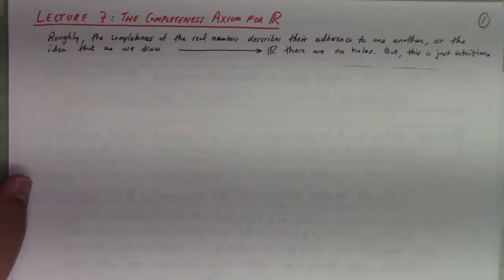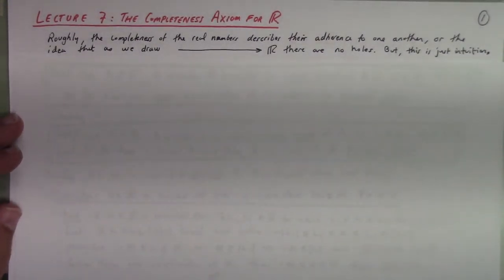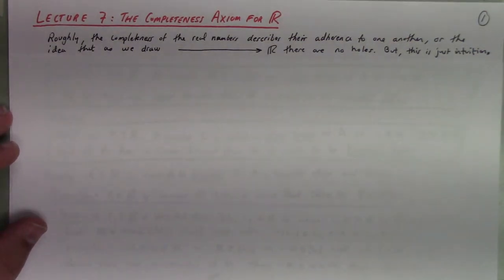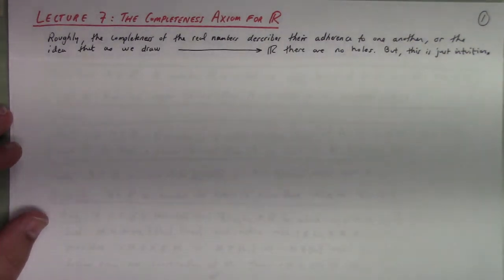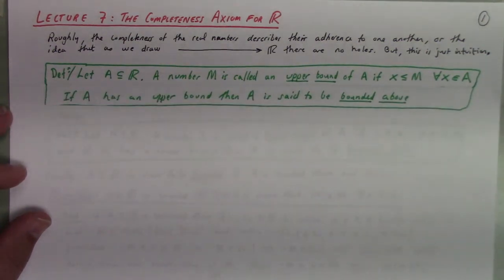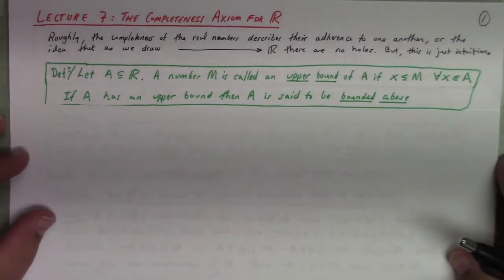Alright, so this is lecture 7 on the completeness axiom for the real numbers. Roughly, the completeness of the real numbers describes their adherence to one another, or you could think of it as the idea that when we draw the number line, there are no holes. But this is just sort of an intuition. What we're going to do in this lecture is try to outline some ideas which make that intuition as rigorous as we can.